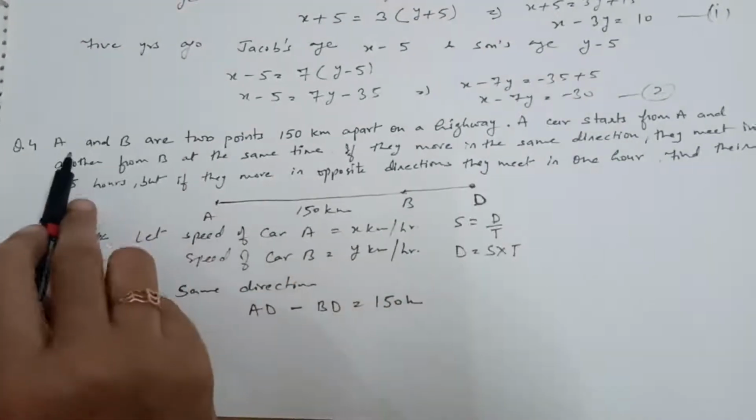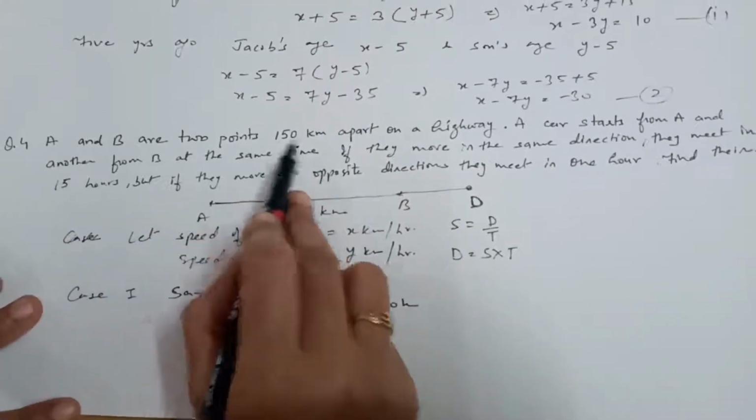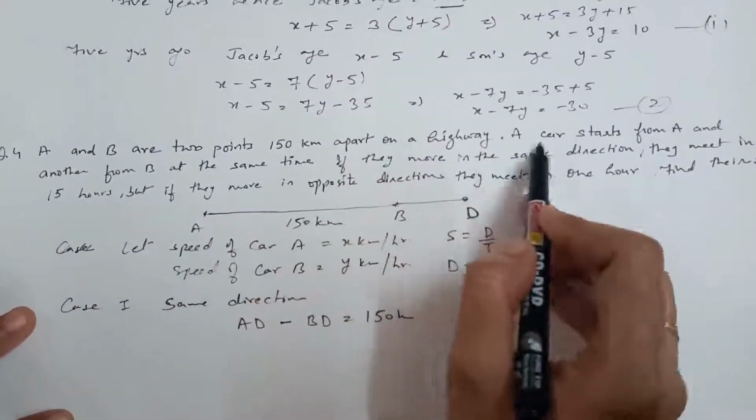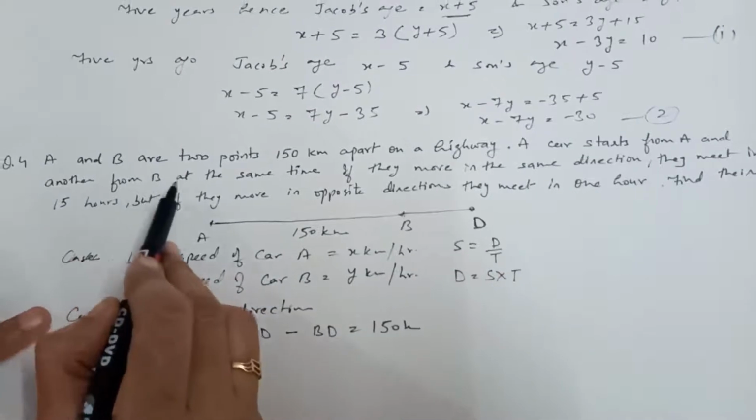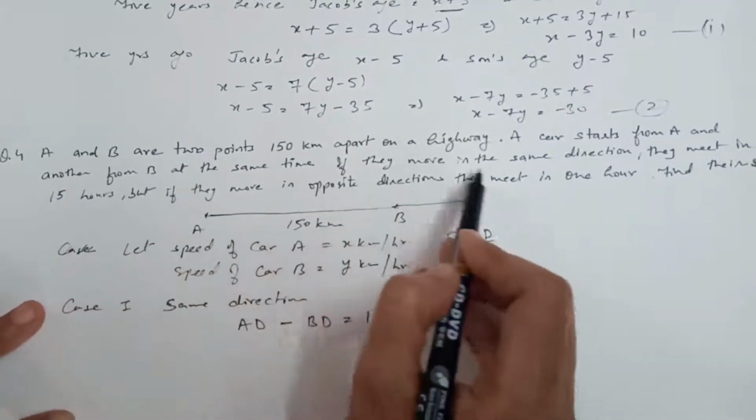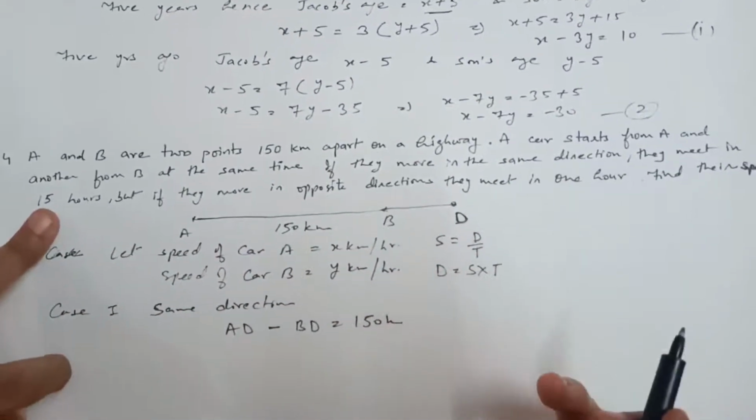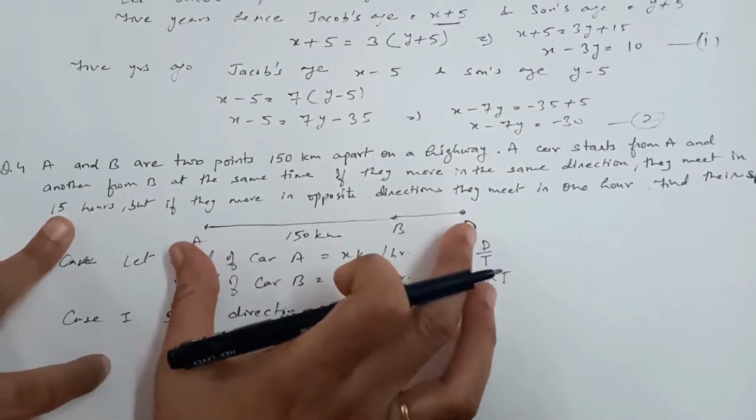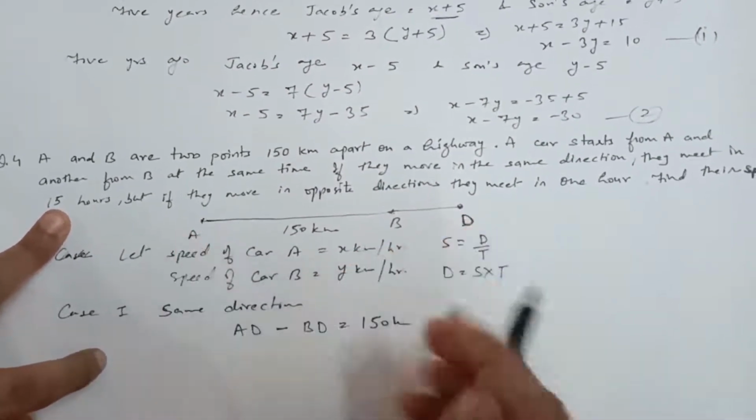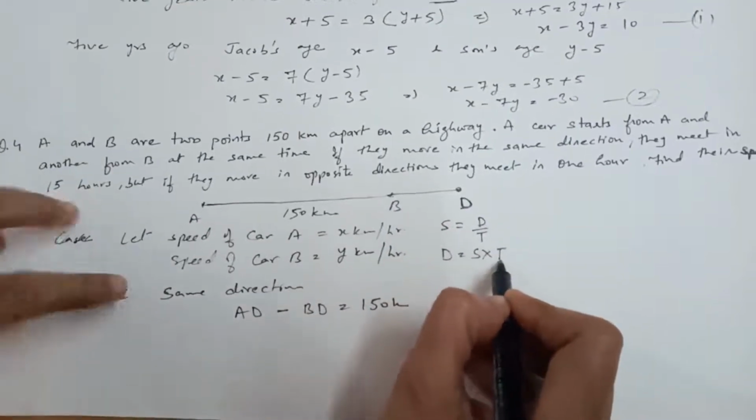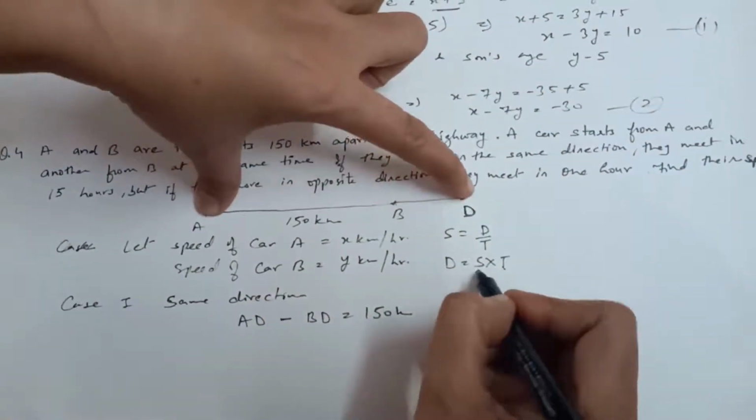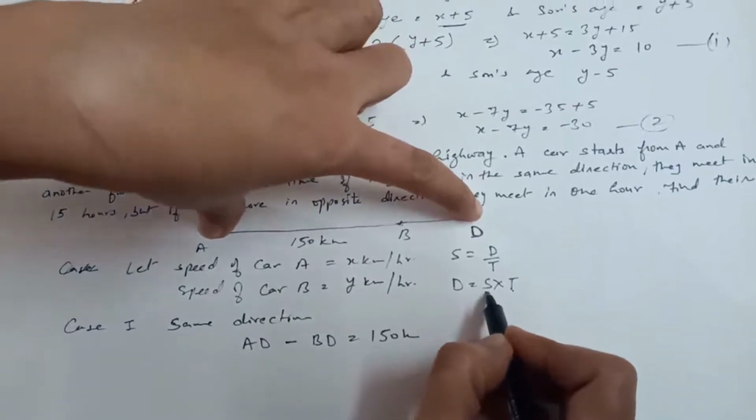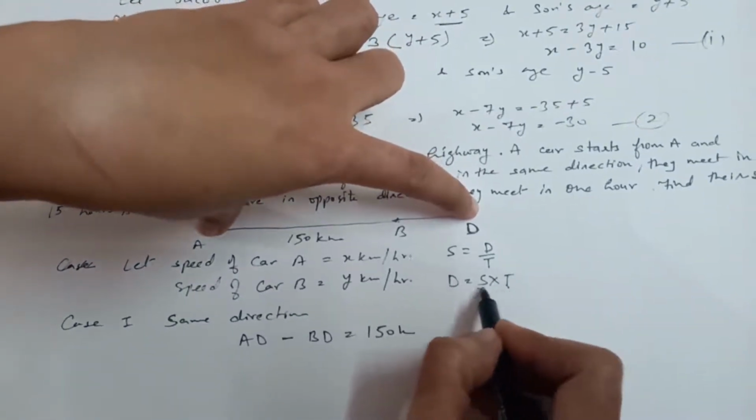Now, A and B are 2 points 150 km apart on a highway. A car starts from A and another starts from B at the same time. If they move in the same direction, they meet in 15 hours. So for this distance AD, what will be the distance? Distance will be speed into time. A's speed is x, and time is 15 hours, so the distance will be 15 into x.